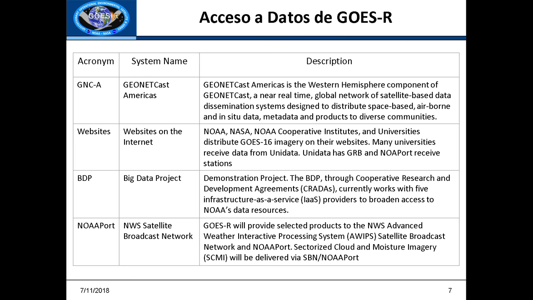And I'd mentioned the National Weather Service's Advanced Weather Interactive Processing System that forecasters use in our National Weather Service. Well, they receive that data from a satellite broadcast network that NOAA provides a stream to a commercial satellite service that provides that. And it's also available not only to the National Weather Service, but to sites that have a NOAAPort receiver.